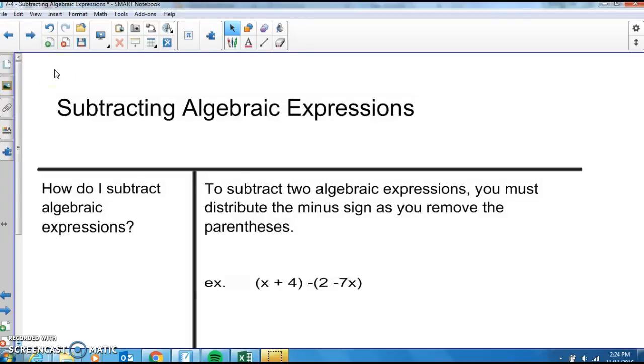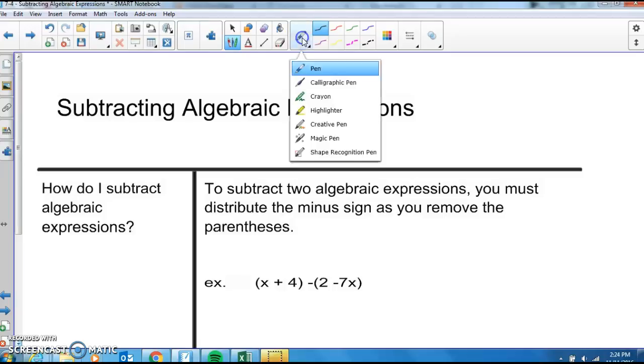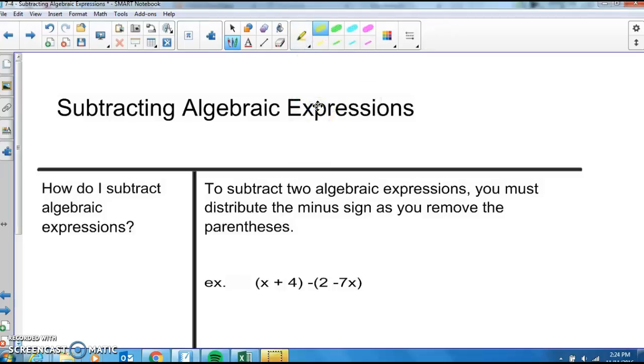We're going to be talking about subtracting algebraic expressions. The question is, how do I subtract algebraic expressions? Subtracting them is a little bit different than adding algebraic expressions. So just to start out, in your notes, to subtract two algebraic expressions, you must distribute the minus sign as you remove the parentheses.